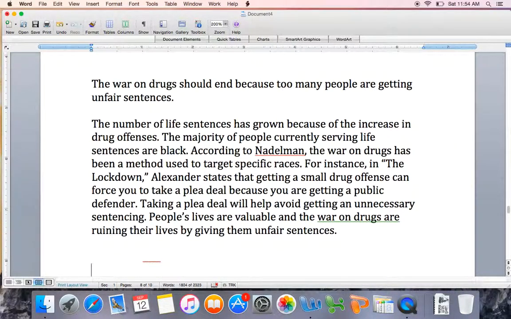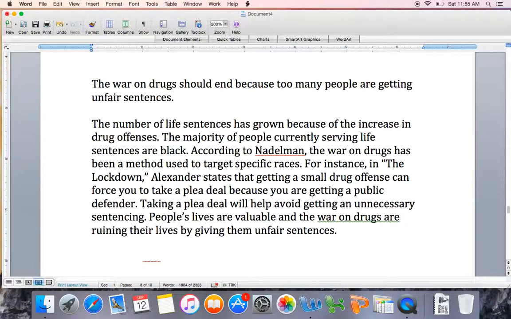The war on drugs should end because too many people are getting unfair sentences. Great. The number of life sentences has grown because of the increase in drug offenses. The majority of people currently serving life sentences are Black. According to Nadelman, the war on drugs has been a method used to target specific races.